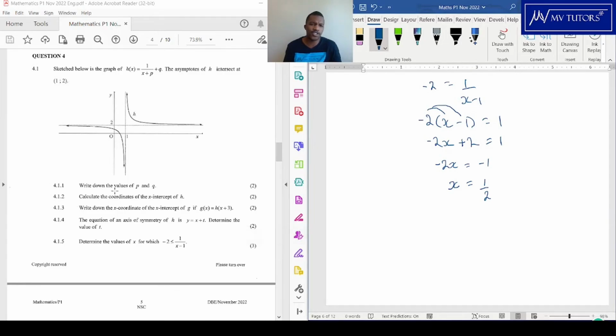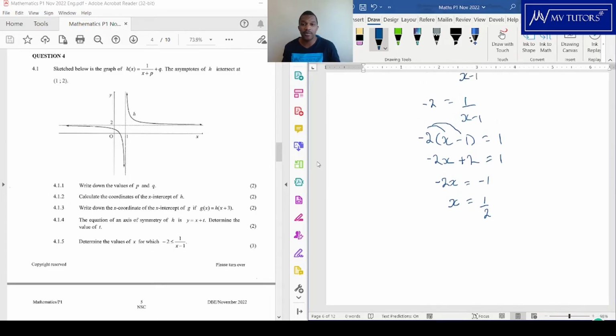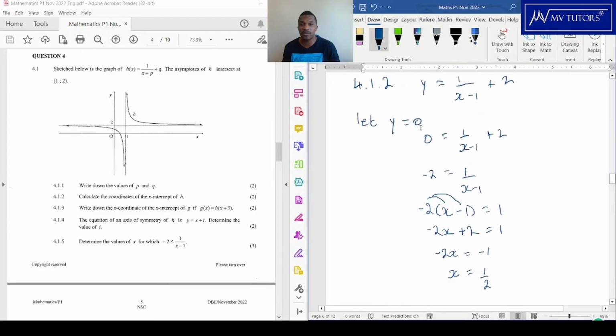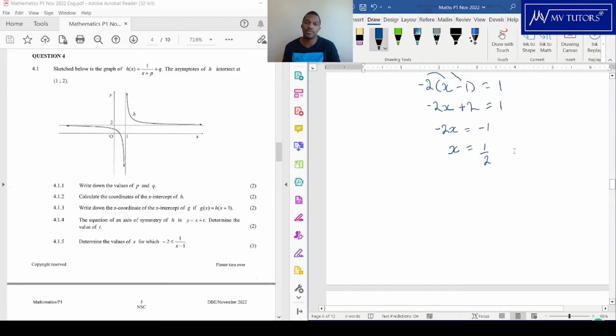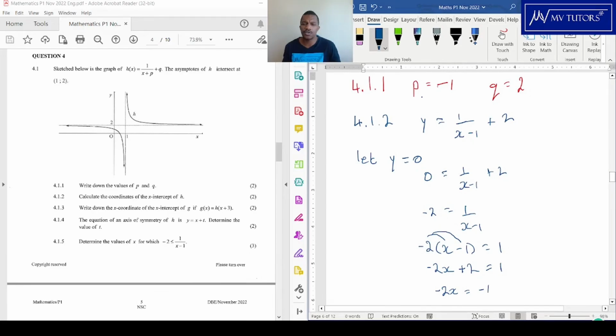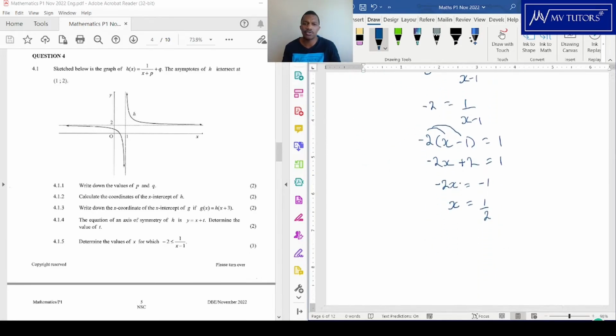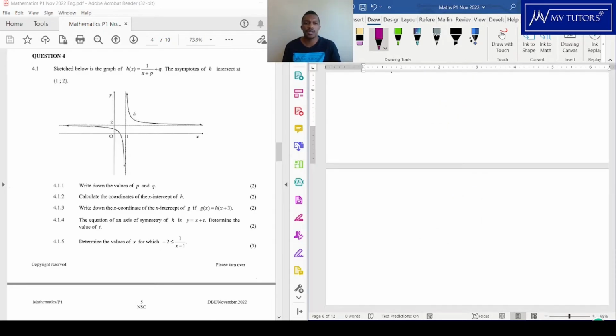Now, look at the question. It says coordinate. A coordinate has an x value and a y value. So we need to get the y value. But remember, we said let y equal 0. So our y value will be 0. Our coordinate, therefore, is going to be a half and 0. That's our coordinate.